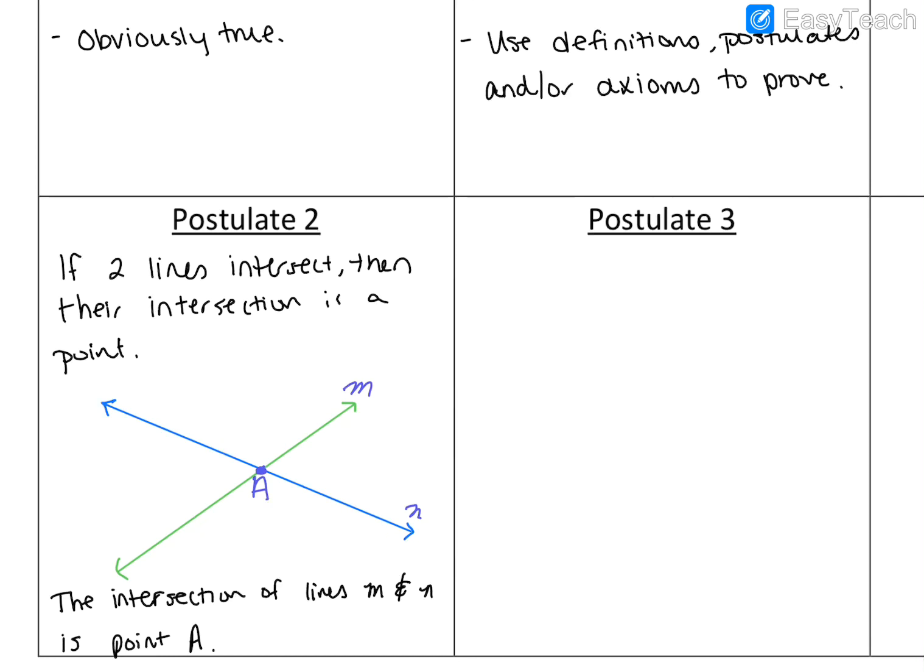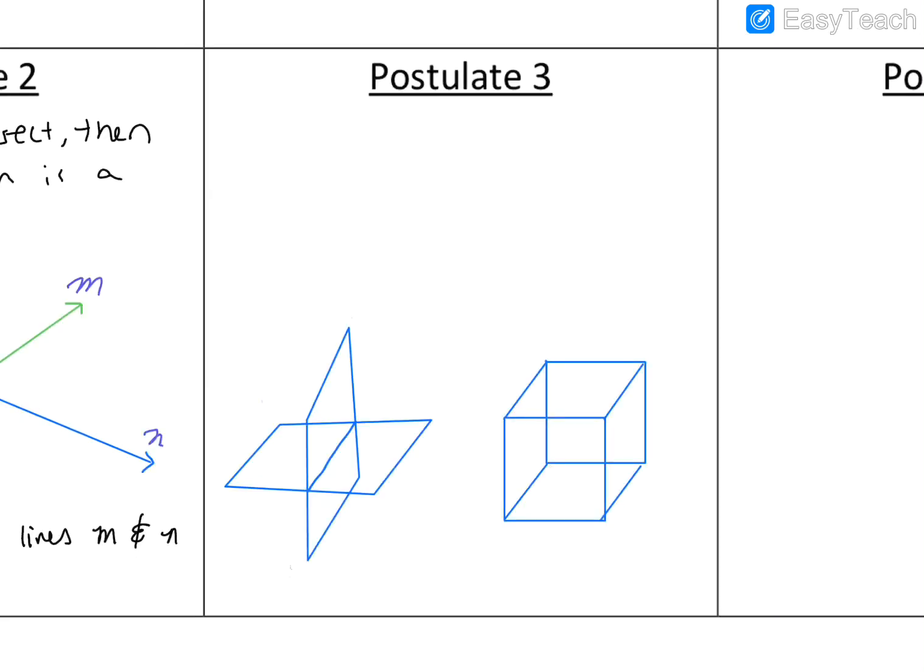All right. Now, I'm going to draw a couple pictures for postulate 3, and then we'll discuss it. Okay, so I drew a cube to represent a couple of planes, and then I also drew 2 planes that are intersecting one another. So that's what this postulate is. If 2 planes intersect, then their intersection is what?